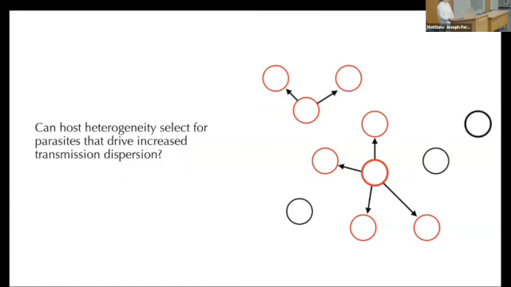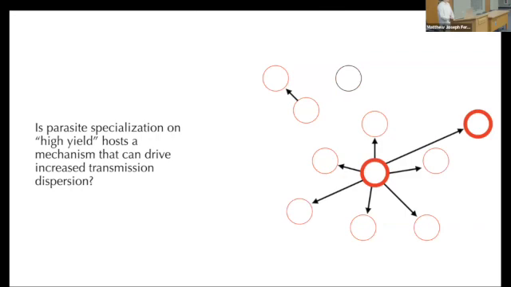I'm asking a slightly different question, which is whether host heterogeneity can select for parasites that drive increased transmission dispersion. Given that there is this underlying heterogeneity in host populations, can host heterogeneity also act indirectly to select for parasites that drive enhanced transmission dispersion? Perhaps the parasite could be specializing on these higher yield hosts, and this could be a mechanism that drives increased transmission dispersion.